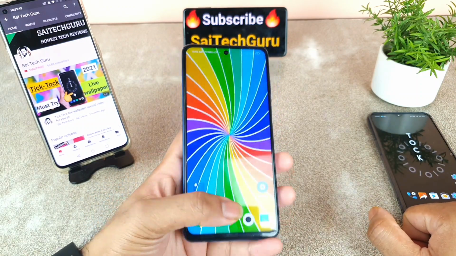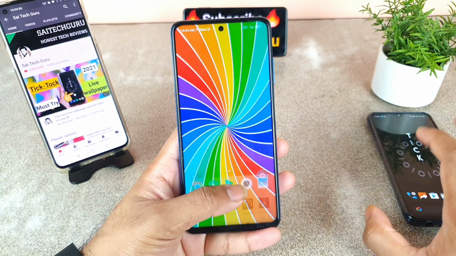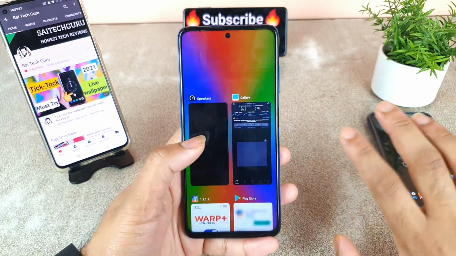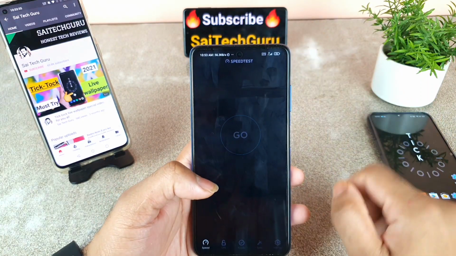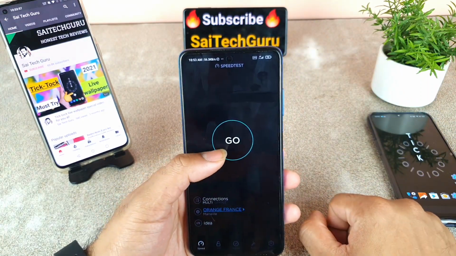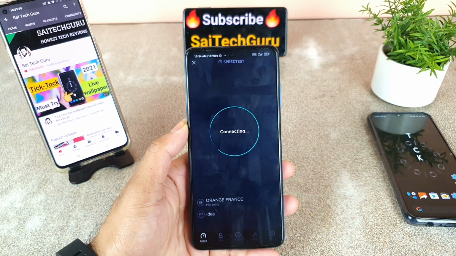As you can clearly see, I've done testing so many times, and every time I did the testing, all three times the results were completely higher than the normal 4G data. So that is what it is.